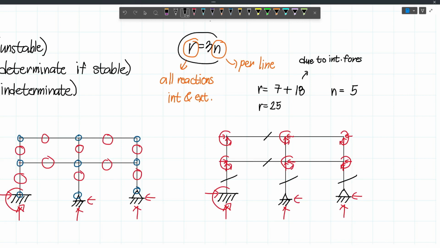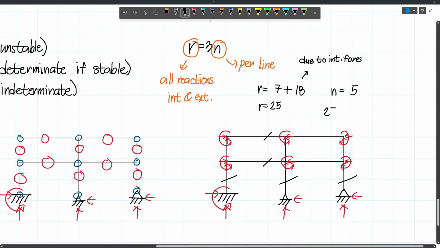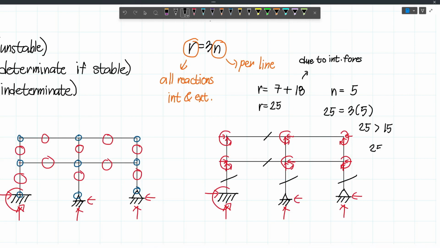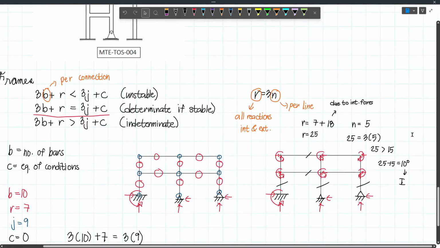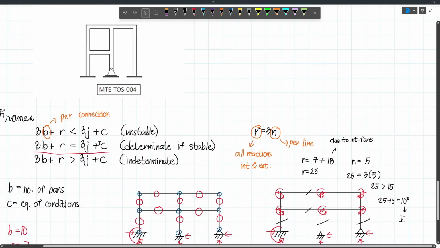Now, apply daw ni nato ang formula. Di ba? Mao siyang 25 is equal to 3 times n, which is 5. So mao siyang 25 is greater than 15. Now, pila man ang 25 minus 15? Di ba? It's still 10. So, mao na siya ang imong degree of indeterminacy, which is the same sa atong nakuha ganina. Di ba? 10. Ingana na siya pag-apply.